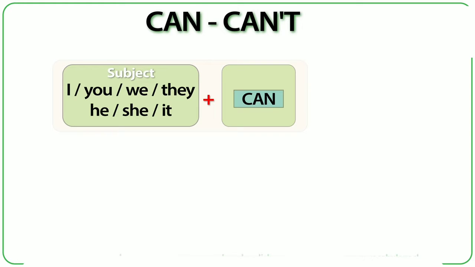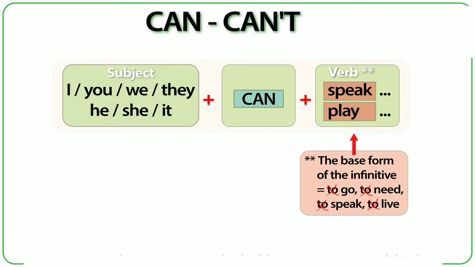Can does not change in positive or affirmative sentences. Simple. What comes after can? The verb. I can speak. He can speak. I can play. He can play. There is no S at the end of the verb. We can speak. She can speak. They can play. It can play.